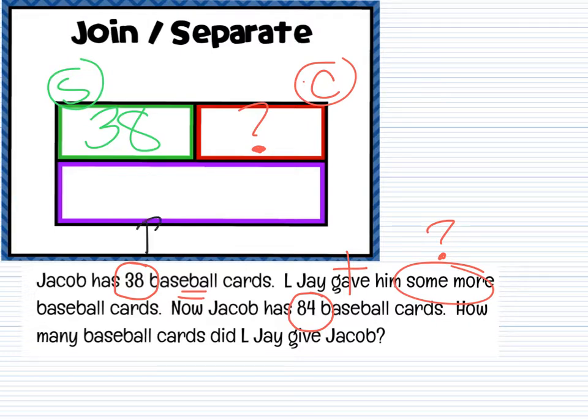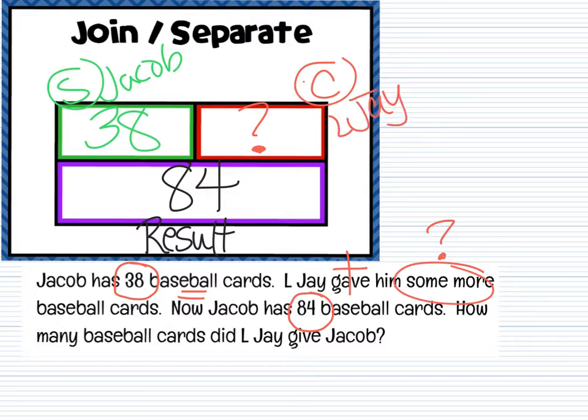Good, it goes in the result box down at the bottom. So now Jacob has 84 baseball cards. Okay, so I have filled in my structure. I can label, let's see, if we go in, I can write, these are Jacob's baseball cards. Here is what LJ gave him. And then here is after. So I'll just leave it as result. So 38, question mark, and 84.